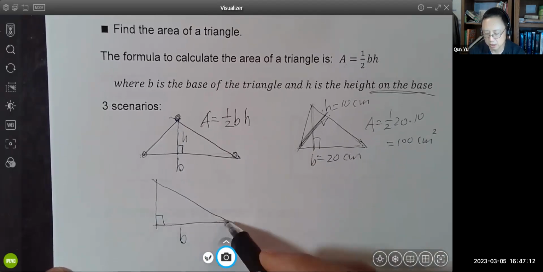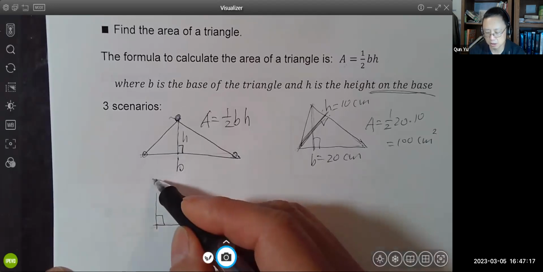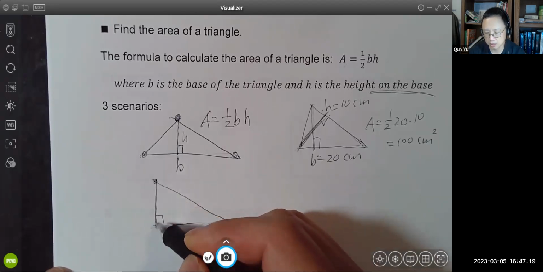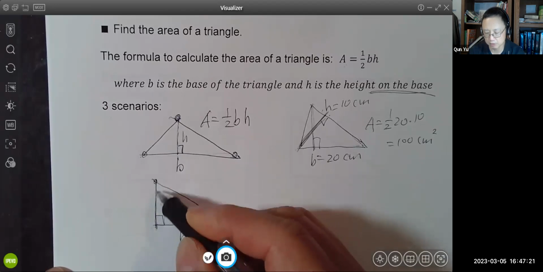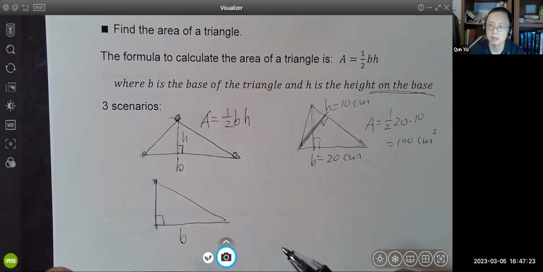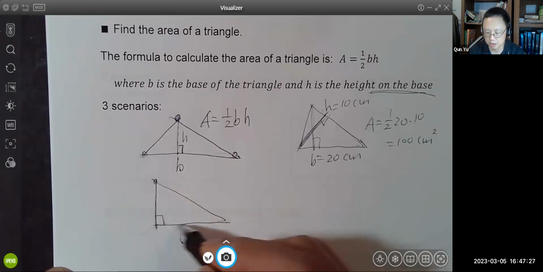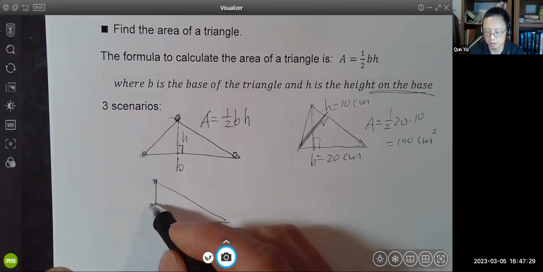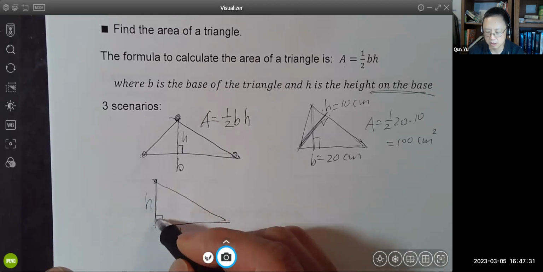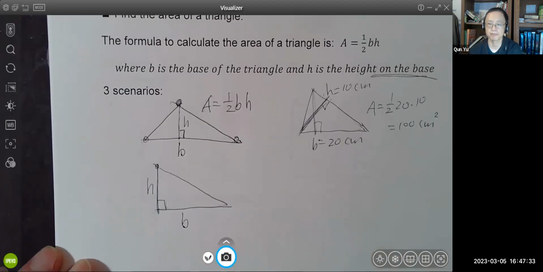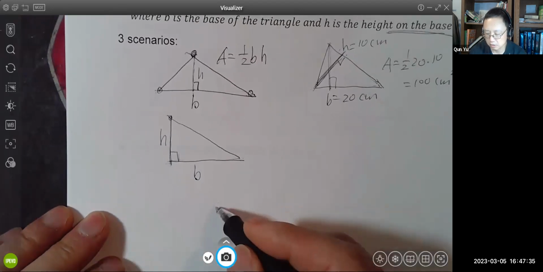So this is the base. I have to draw my height from outside this base, which is here. When you draw that, this height happens to be one side of this right triangle. In other words, in a right triangle, one of the two perpendicular sides serves as a base, the other side serves as the height. The third scenario is this.